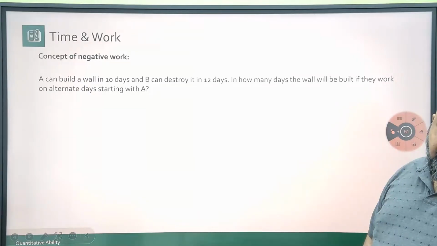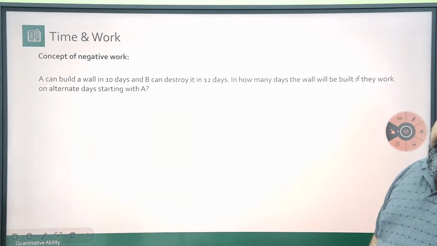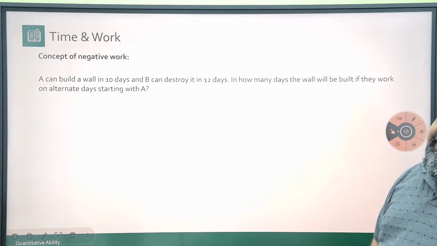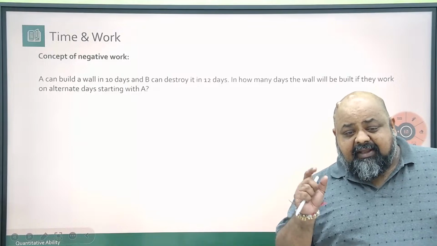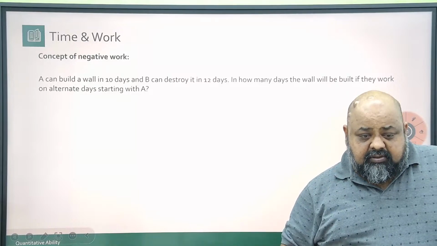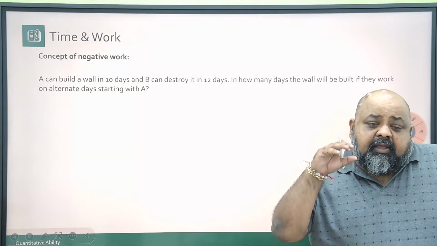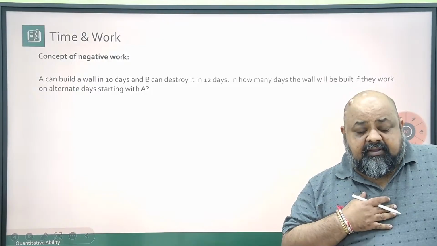So unequal work, applying the same in pipes and cisterns as well. Alternate work, alternate days, negative work. Now what we do is we combine unequal and equal work. So how will we do that? We will look at different groups of people working.